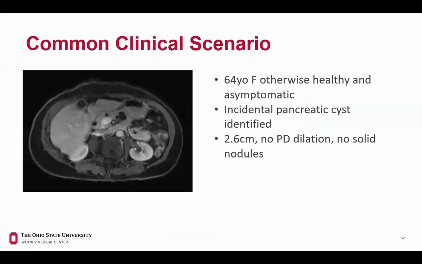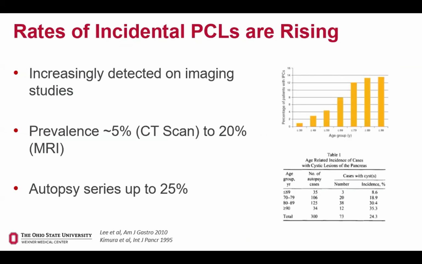So this is a very common clinical scenario. These patients are in my clinic. They're in most of your clinics and our primary care doctors. These are patients we see every day, every week. And it's going to continue to be a major problem for us as incidental pancreatic cystic lesions are increasingly detected on cross-sectional imaging with prevalences ranging from 5 to up to 20% and probably even higher on autopsy series.